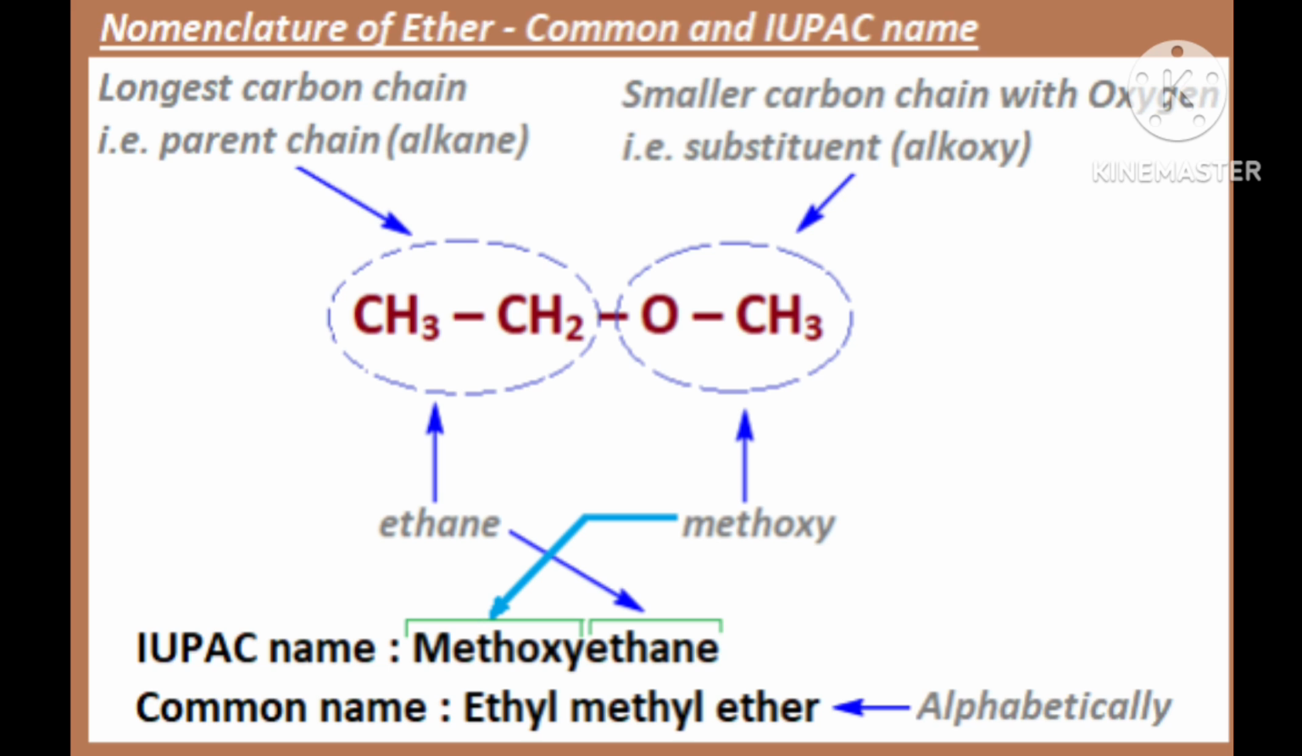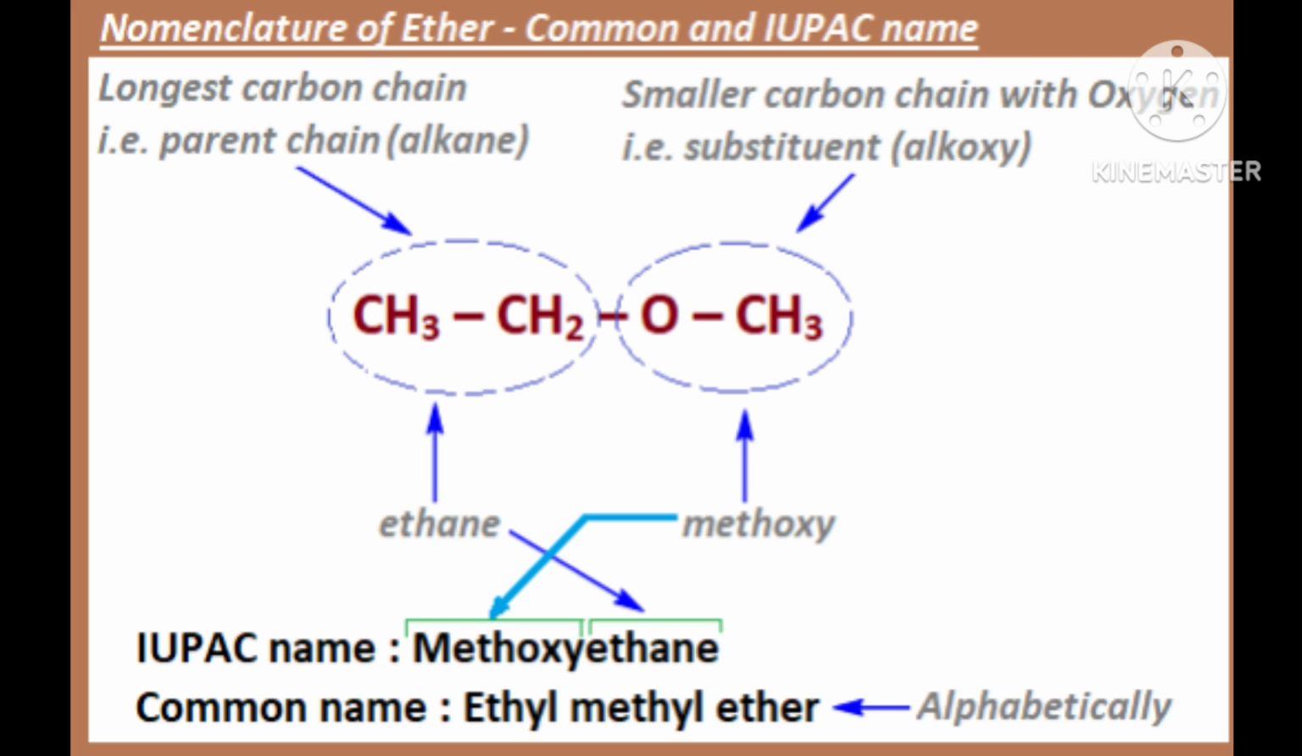alkoxy group. Here CH3O is attached with propane. You can understand it this way because 3 carbons are there. Then it will be methoxy, because this CH3O is attached with the first carbon of propane. Hence its name will be 1-methoxy. Then you write the alkane name, propane. 1-methoxy propane.